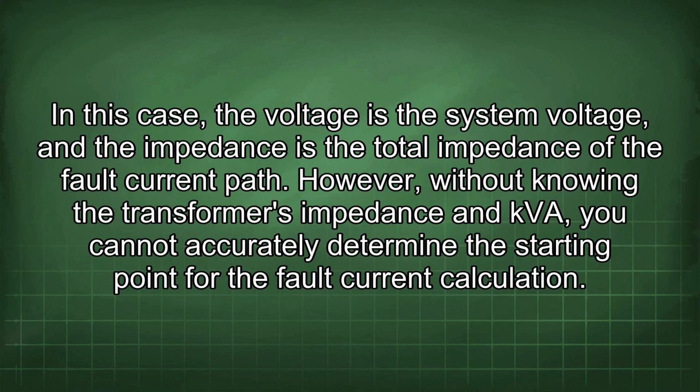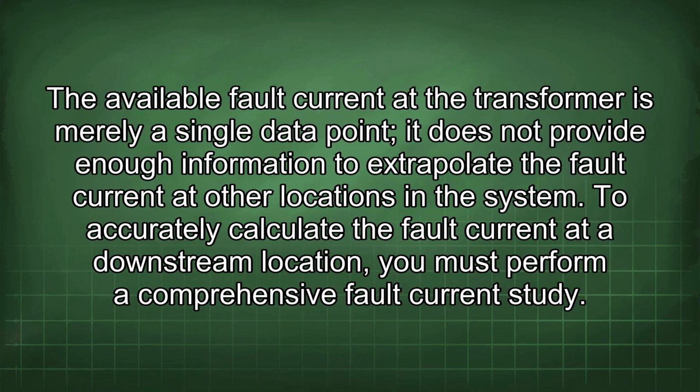In this case, the voltage is the system voltage, and the impedance is the total impedance of the fault current path. However, without knowing the transformer's impedance and kVA, you cannot accurately determine the starting point for the fault current calculation. The available fault current at the transformer is merely a single data point. It does not provide enough information to extrapolate the fault current at other locations in the system.